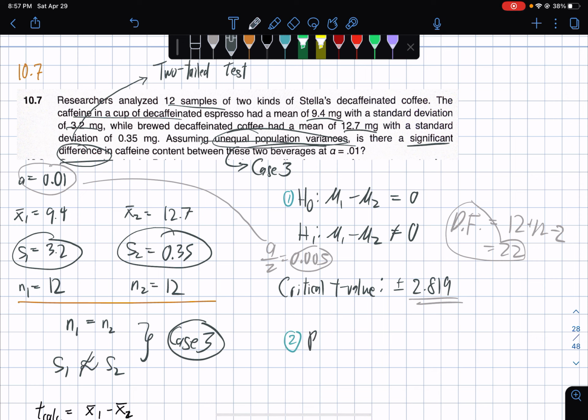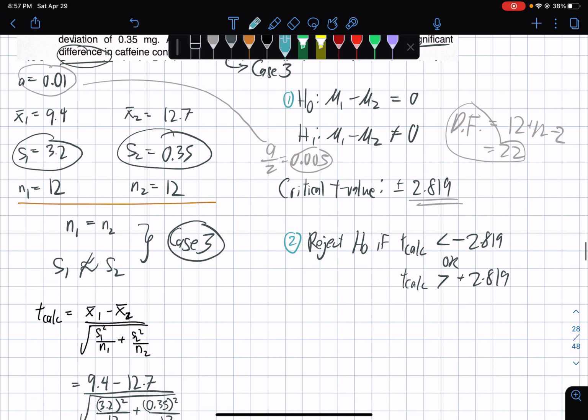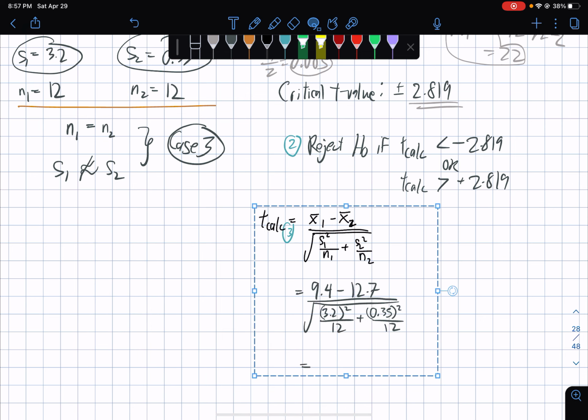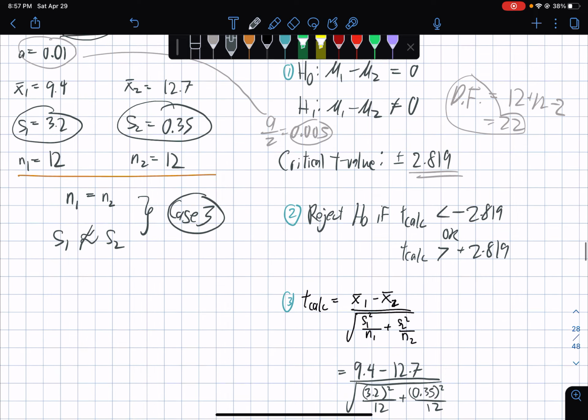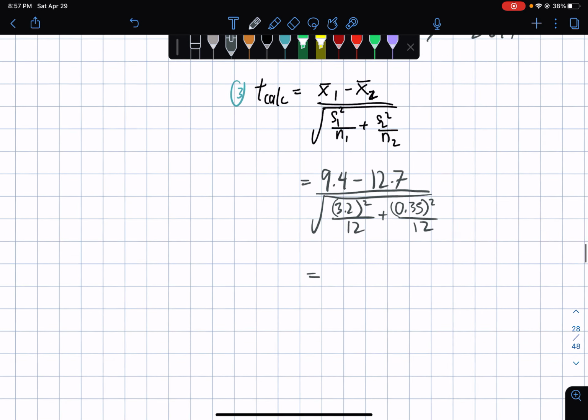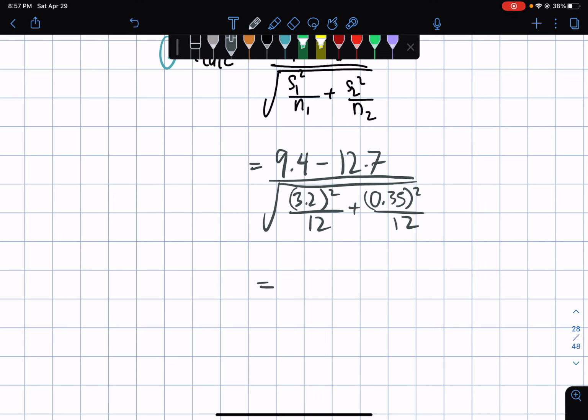Let's move to step 2. Reject H0 if T calc is less than negative 2.819 or T calc is greater than positive 2.819. After that, we move to step 3. Copy this. X bar 1 is 9.4. I've already written it already. Let's place those values in the calculator. What is the answer? We have negative 3.551, I think. And then this is T calc.